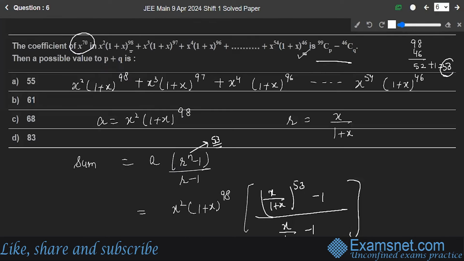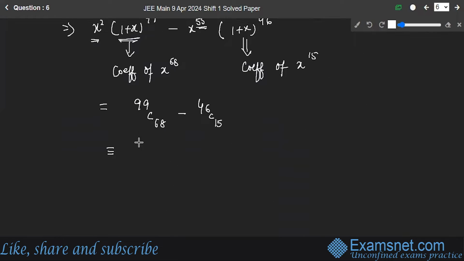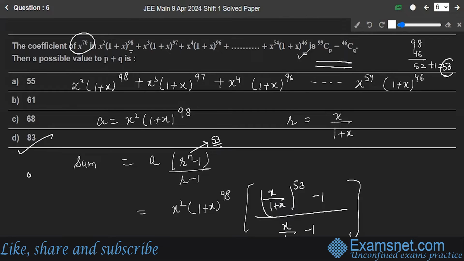If I compare it with this one, 99Cp and 46Cq, that gives you P is equal to 68 and Q is equal to 15. That means the sum of the two will be 83. So this is the answer to the question, option D. Hope you understood that. Let's move to the next question.